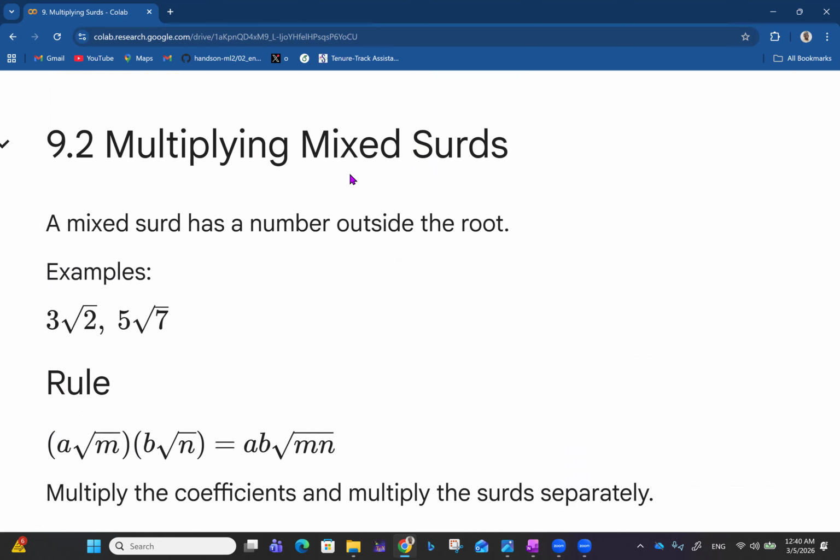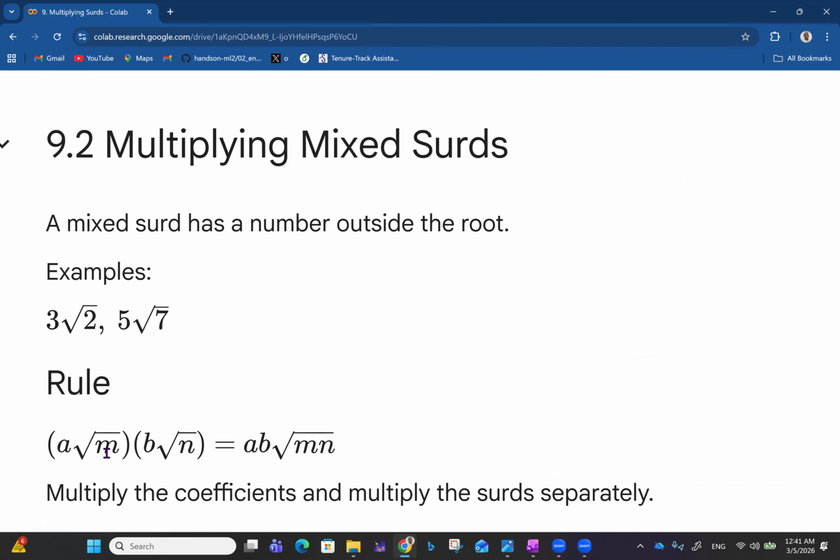What about multiplying mixed surds? A mixed surd has a number outside the root. For instance, you have 3 root 2 and 5 root 7. Unlike addition and subtraction, you can actually multiply any type of surd. They don't have to be like surds for you to multiply. You can multiply any two surds, whether they are like or unlike, mixed or not mixed.